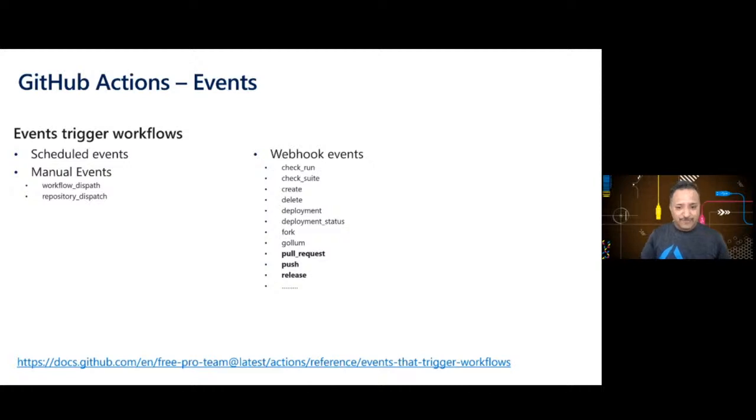And for different kinds of actions, we have different webhooks. I've listed some of them here, but the most important one I feel is when we really push the code, or when we perform a pull request or the release of our code. That is where most of the GitHub actions would be more useful.